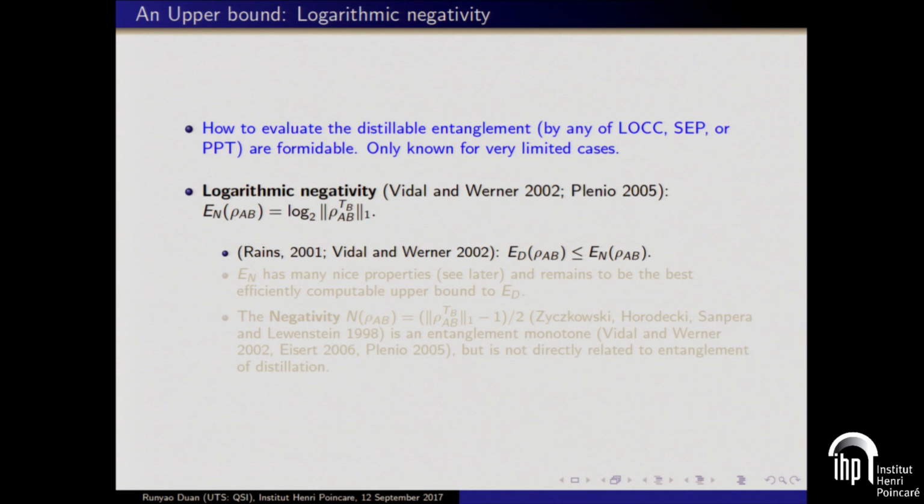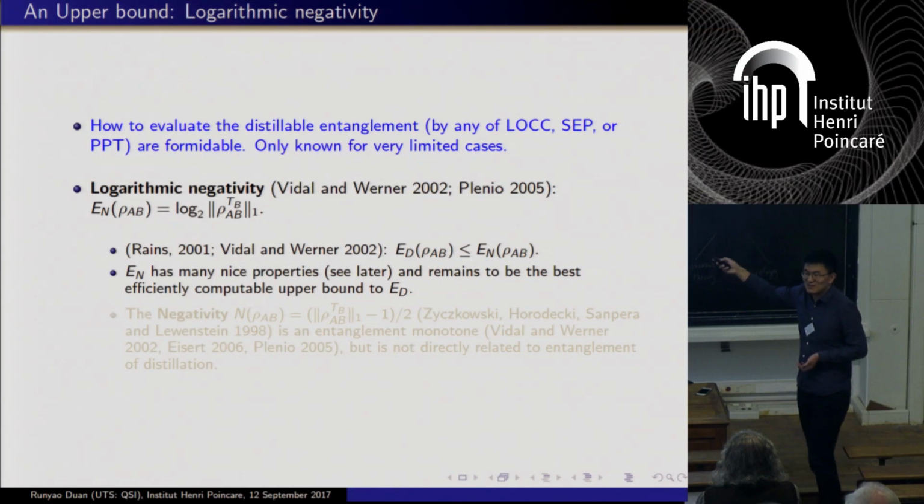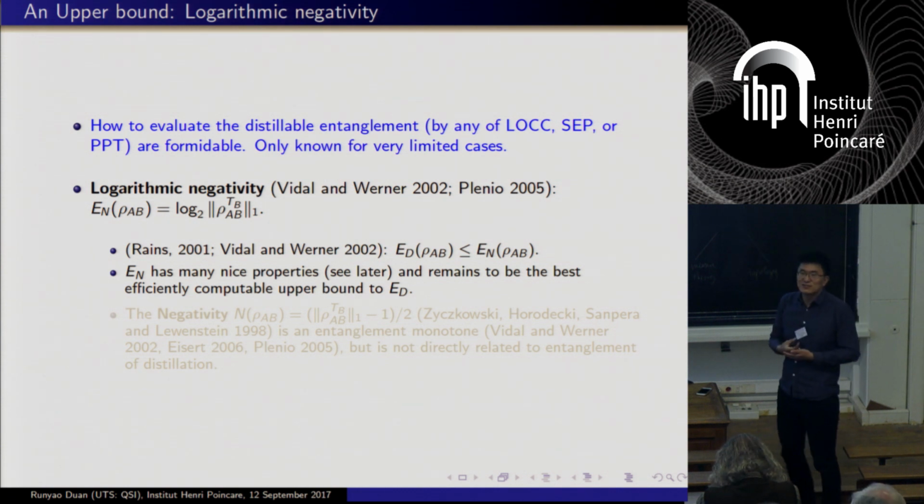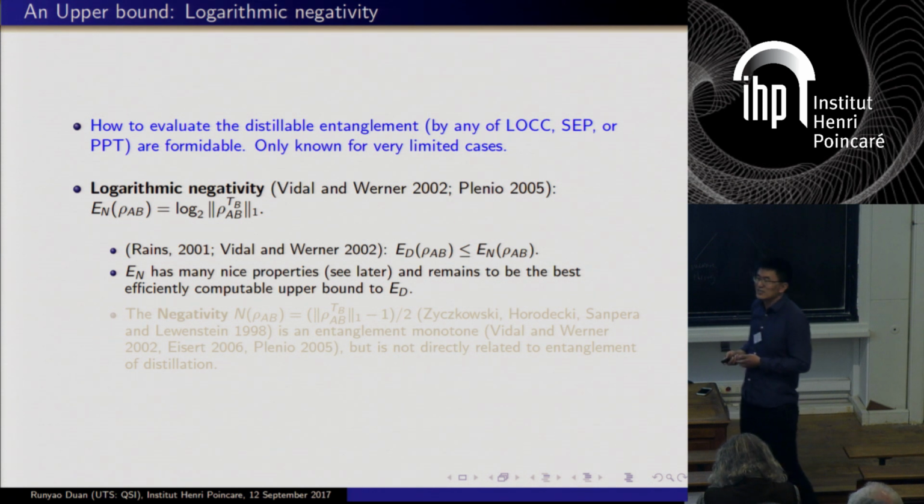And then it will show that this one was actually an upper bound of this entanglement distillation. So this is maybe the very feasible upper bound we have. And this has very many nice properties. We will see later, but I will say this has many interesting properties, and it's before our work. This is probably the best known and the most computable upper bound for this ED.